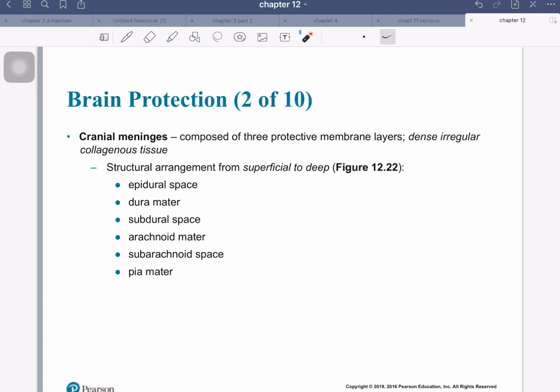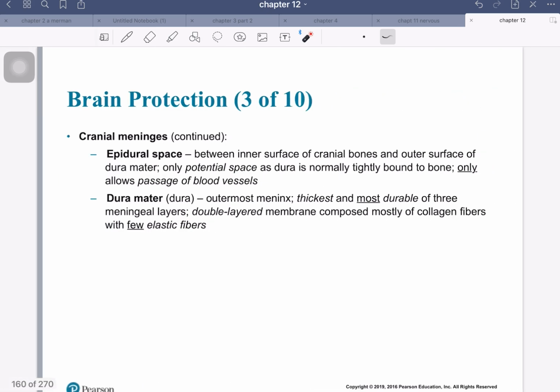Then between the dura mater and the arachnoid mater, we have a small space, or a potential space. And then between the arachnoid and the pia, we have the subarachnoid space. So we have the 3 membranes, which are the dura, the arachnoid, and the pia. Above the dura, we have the epidural space. Between the dura and the arachnoid, we have the subdural, and then we have the subarachnoid. Now, let's just talk a bit about some of these.